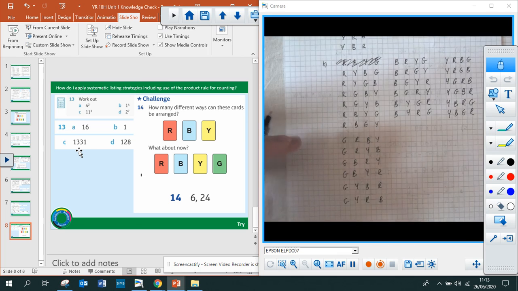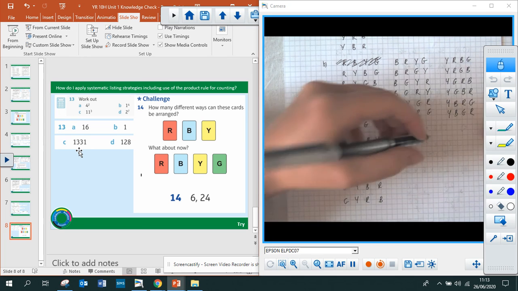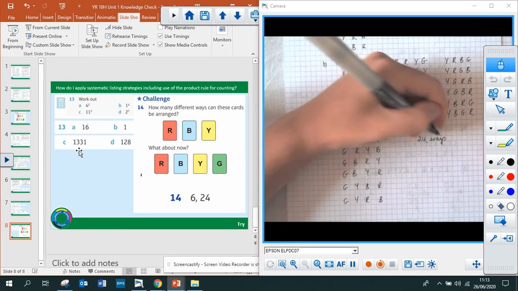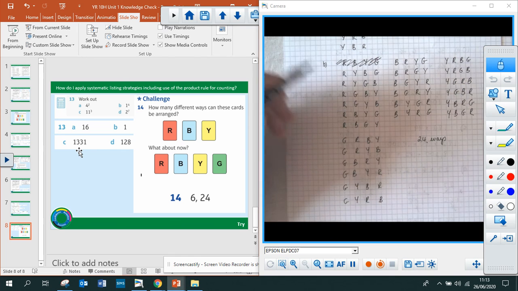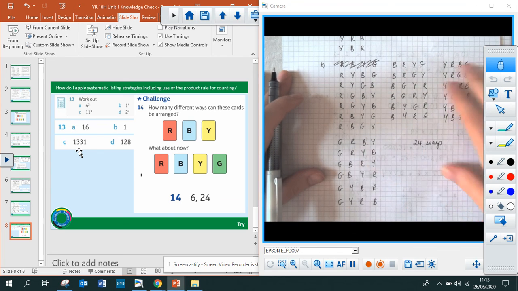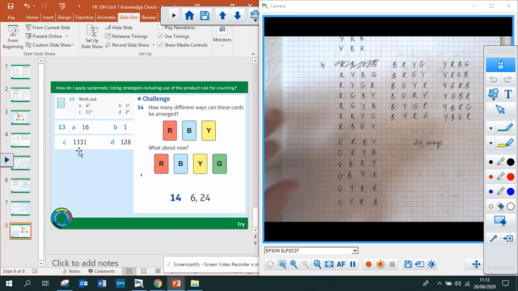So we could have 24 different ways. Okay, and as I've said, I will show you in the next lesson how to get this in a quicker way. Okay, so well done if you got that. Okay, so that's the end of the session.